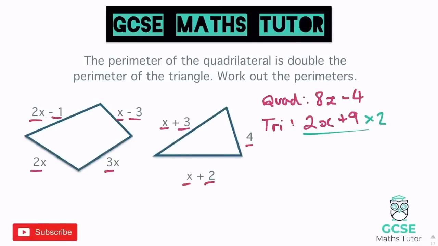And if we double that, we get 4x plus 18. Now, because those two perimeters are now equal, we can set them equal to each other using an equation. So we can say this one here, the perimeter of the quadrilateral now, 8x minus 4, is equal to this one here, double the perimeter of the triangle. So that's equal to 4x plus 18.